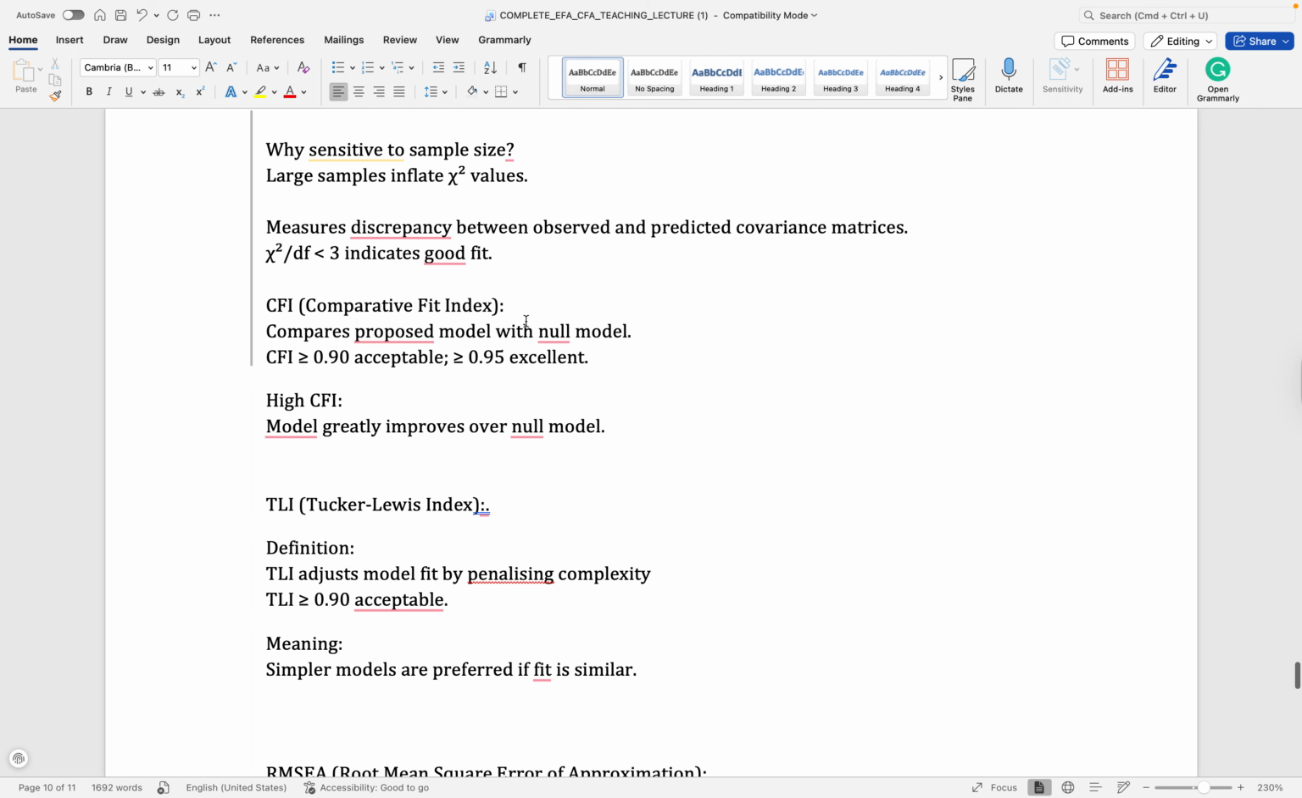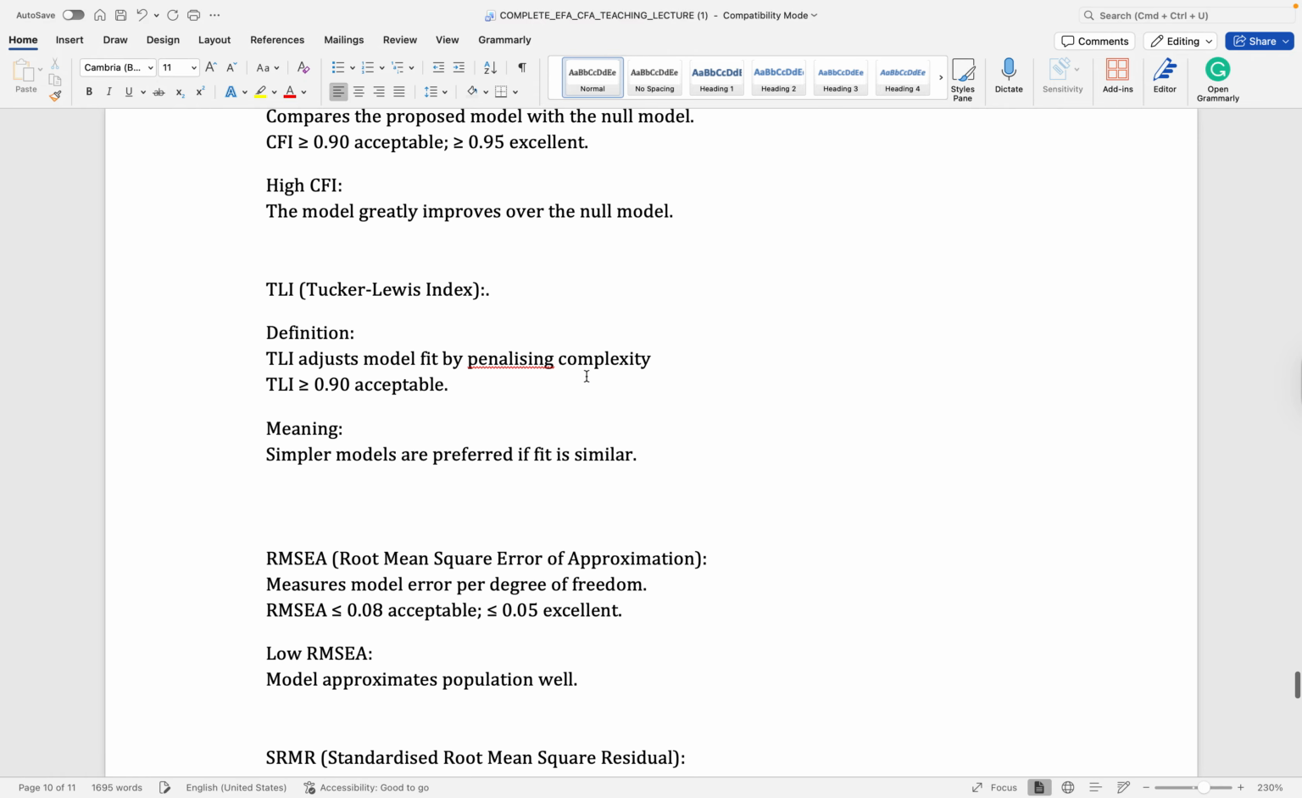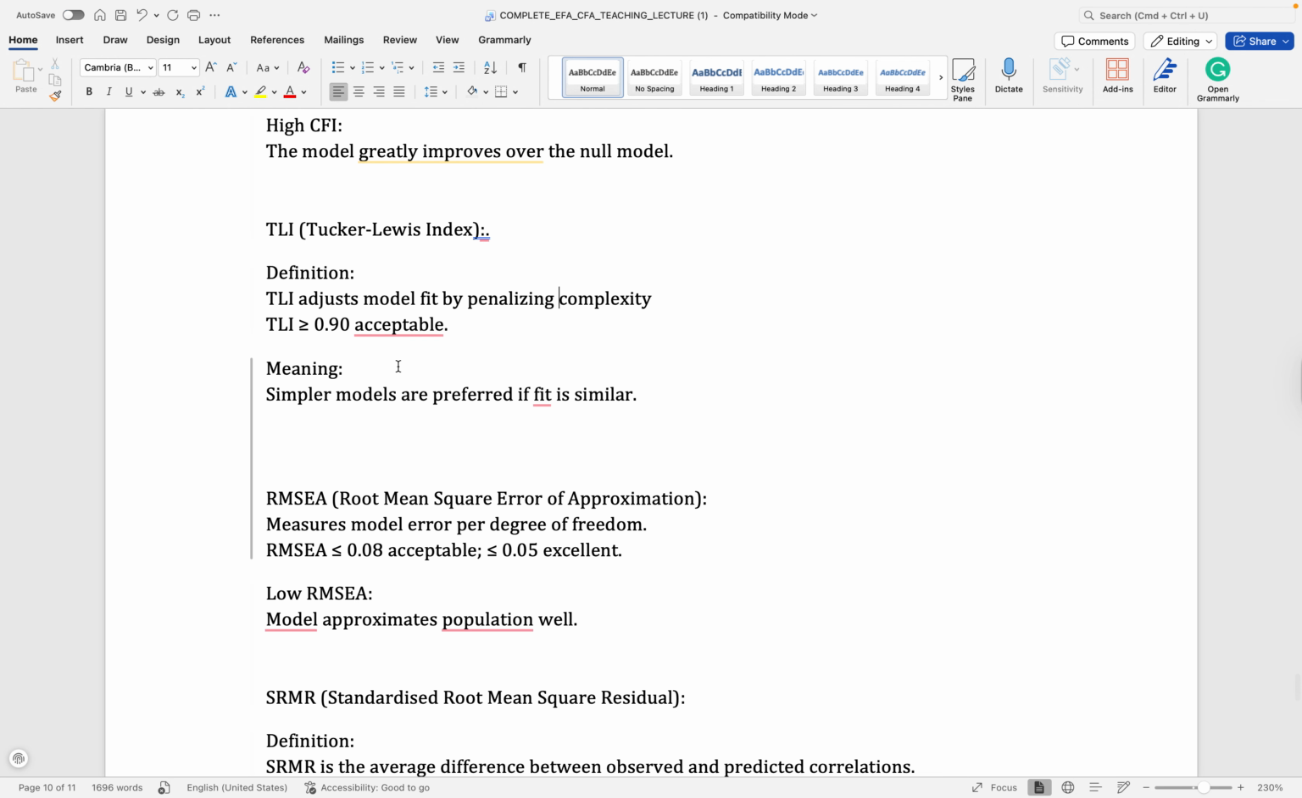CFI, comparative fit index. Compares the proposed model with the null model. CFI 0.90 acceptable, 0.95 excellent. High CFI means the model greatly improves on the null model. TLI, Tucker-Lewis index. Definition: TLI adjusts model fit by penalizing complexity. Acceptable 0.90, meaning simpler models are preferred if fit is similar.